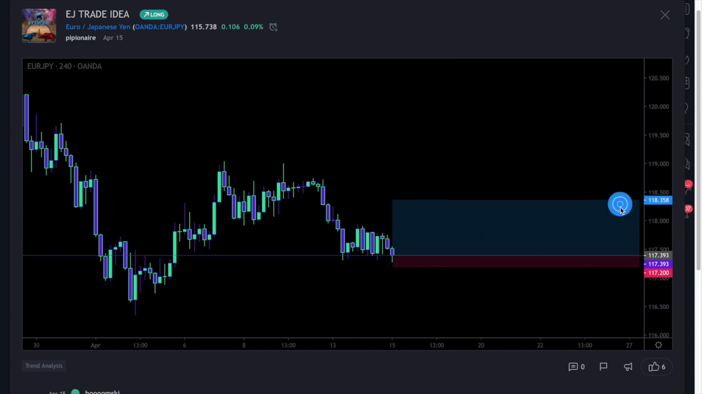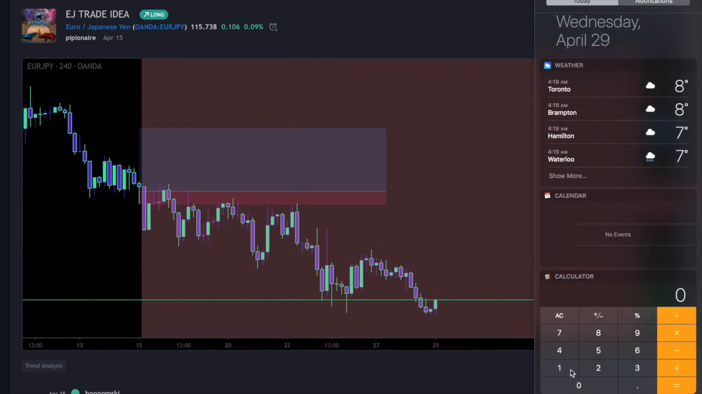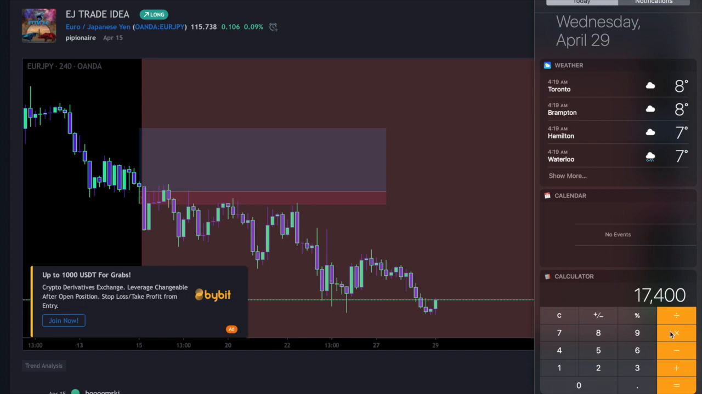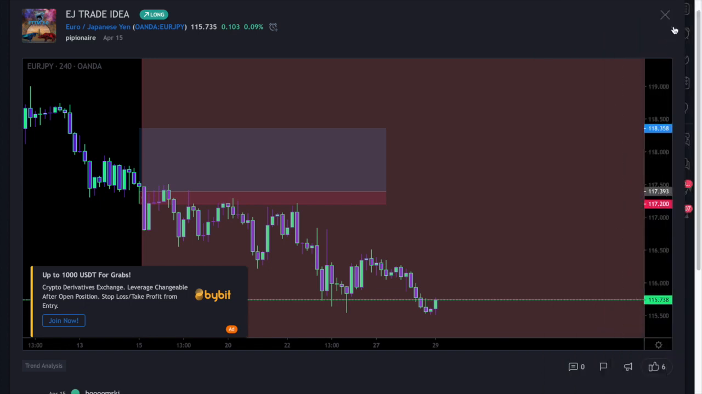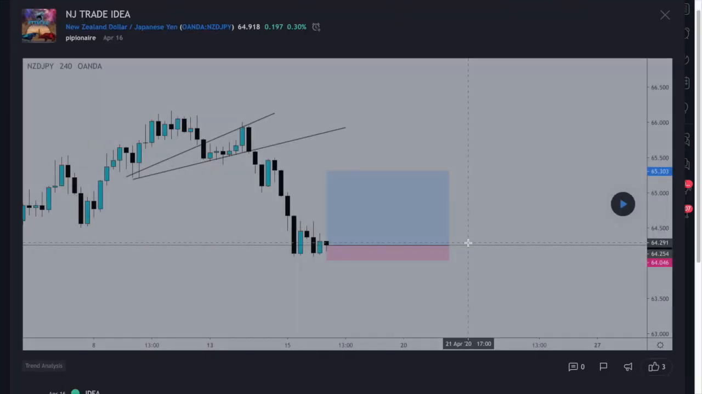Let's see this trade. So yeah, we would have lost. I think it's 17.4. Yeah, so we've lost this trade, and now we would be at 16.5k. Let's see how this plays out.